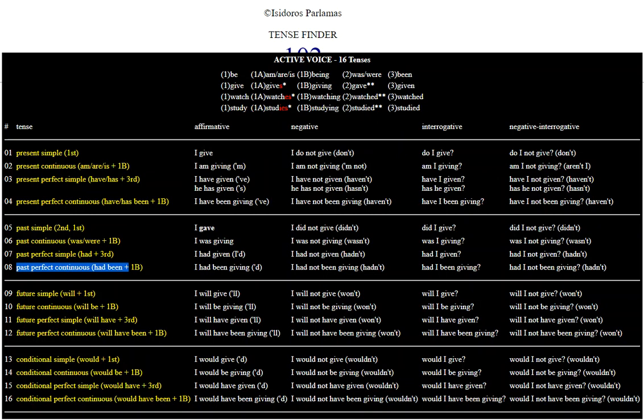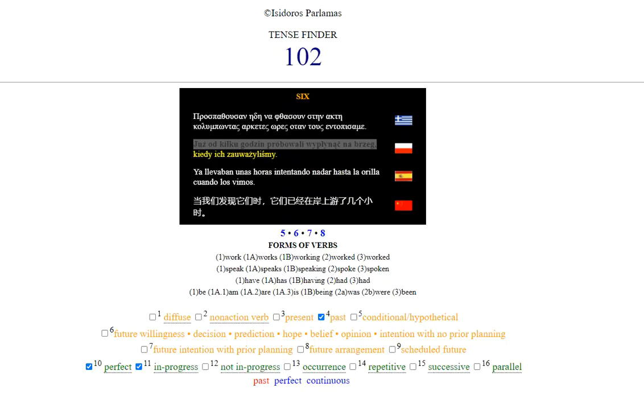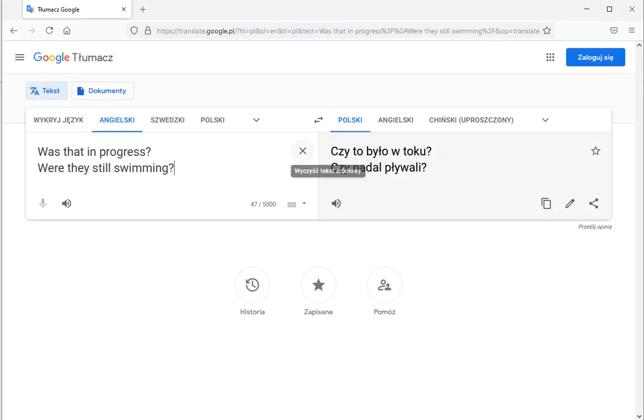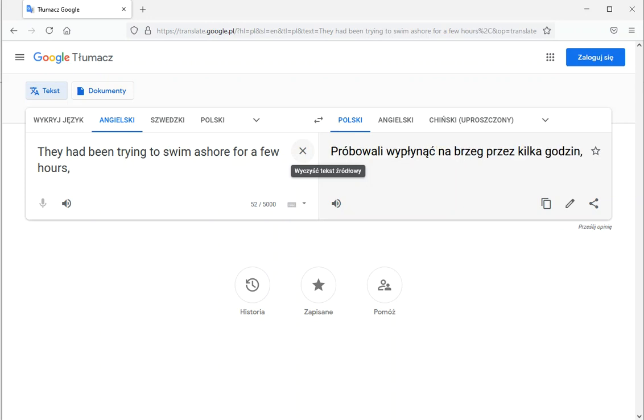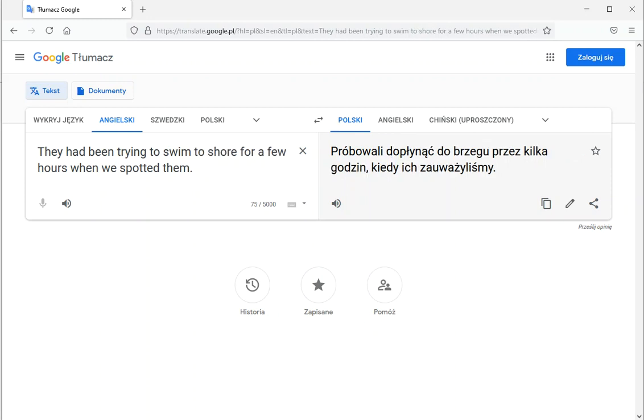Okay? So how do we say that in English? They had been trying to swim ashore for a few hours when we spotted them. You don't need a comma here. Okay, when we spotted them. So, to swim ashore or to swim to shore for a few hours when we spotted them.